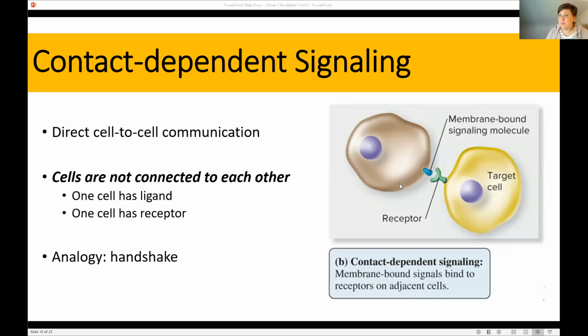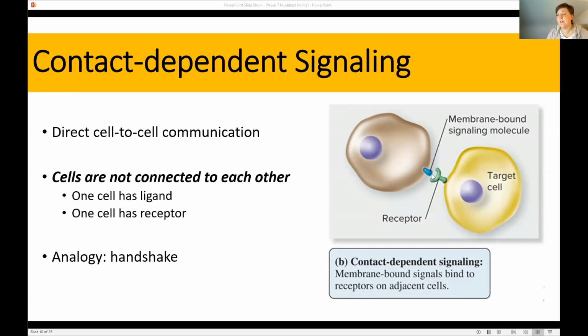We also have what's called contact-dependent signaling. And this is different because in this case, it is spreading a message cell to cell. These cells do have to come into contact with each other, but the message is not spread through a gap junction or a plasmodesmata. Instead, you have this cell right here with its message. So the little message is in blue. And then you have this cell, the target cell, with the receptor, which needs to hear that message.